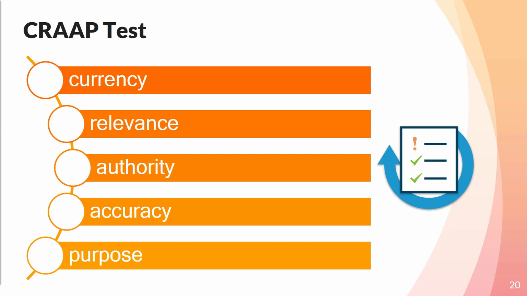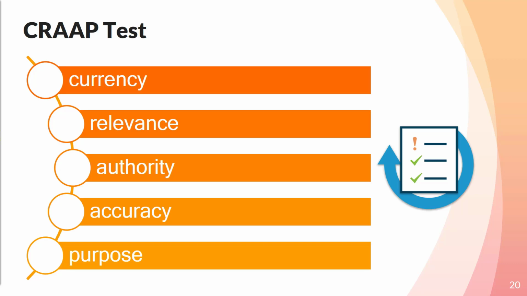Next, the authority of the source is who wrote it. What credentials do they have? Can you trust them? What makes them a trustworthy source? Next, accuracy is about how factually correct the information is. Check their sources and verify that their conclusions follow directly from the evidence and that they use sound logic.